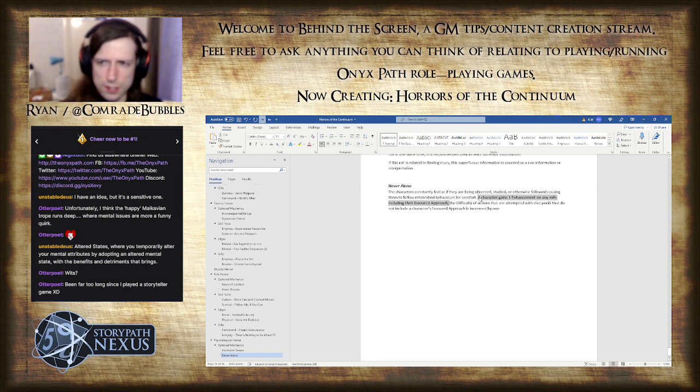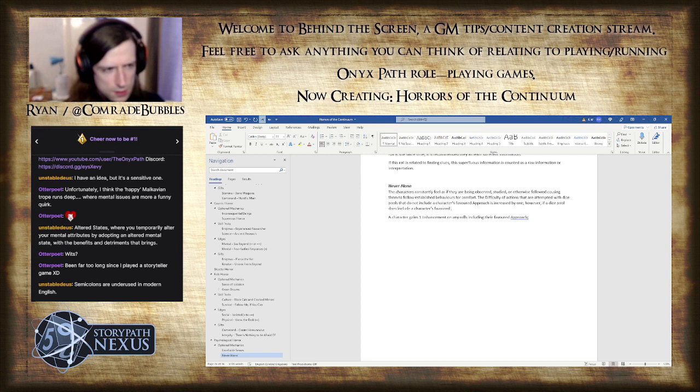Let's do it the other way around. Put that there for now. The difficulty of actions that are attempted with dice pools that do not include a character's favorite approach is increased by one. However, if a dice pool does include a character's favored approach... Semicolons are underused in modern English, they really are. If a dice pool does include a character's favored approach, the character gains one enhancement for that roll. There we go. I mentioned it before and I mentioned it again.